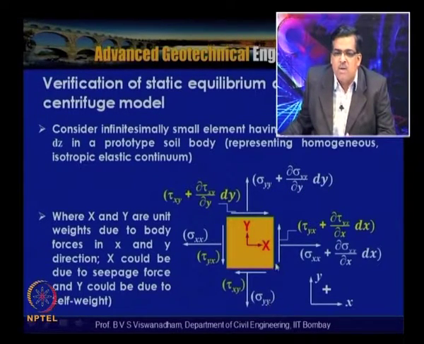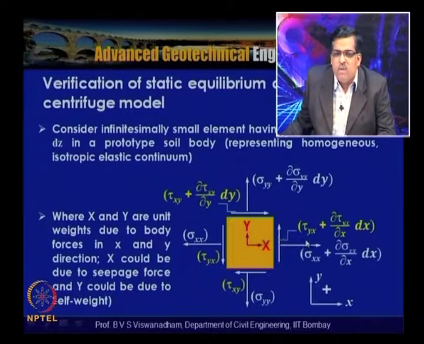This X is the body force acting in the x direction, and this Y is the body force due to self weight acting in the y direction. This is the sign convention: x is positive in this direction, y is positive in this direction. Now we have the conjugate shear stresses: tau yx plus dou tau yx by dou x into dx, and tau xy plus dou tau xy by dou y into dy.